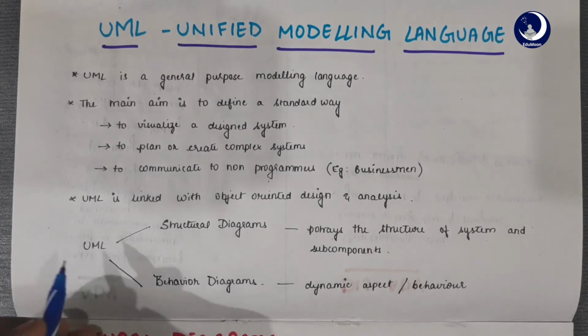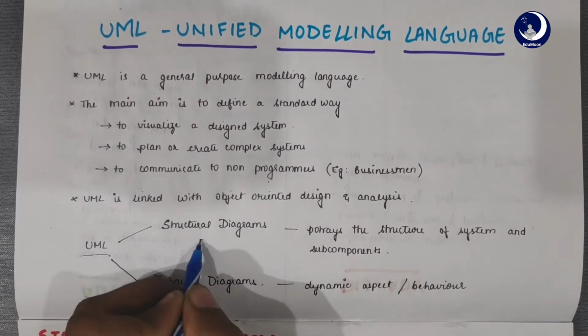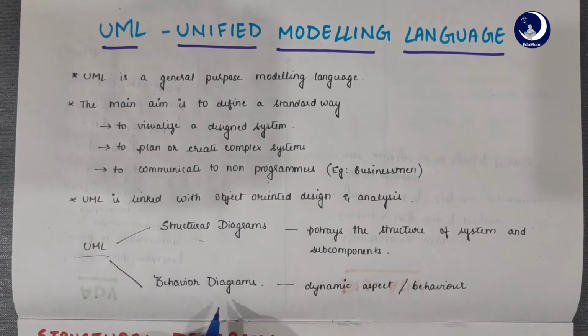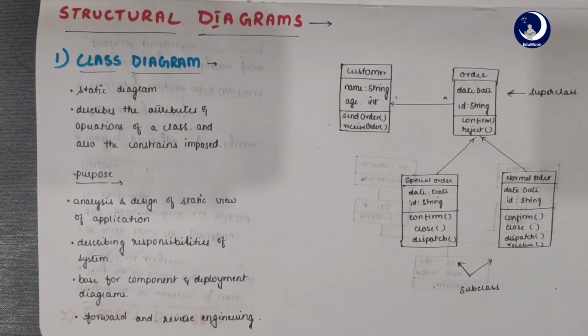Now, UML can be divided into two types. One is structural diagrams and the other is behavioral diagrams. The structural diagram portrays the structure of system and subcomponents. The behavior diagram helps us in looking into the dynamic aspect or behavior of the system. Now let's learn about structural diagrams.